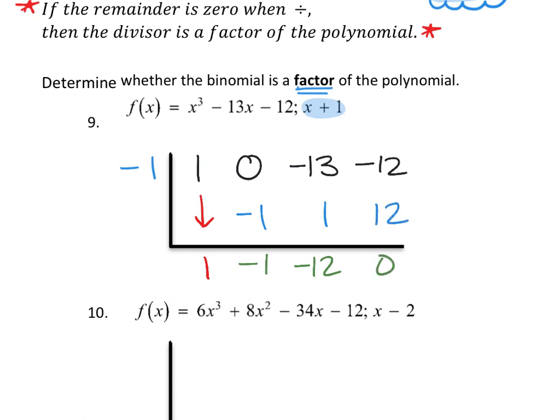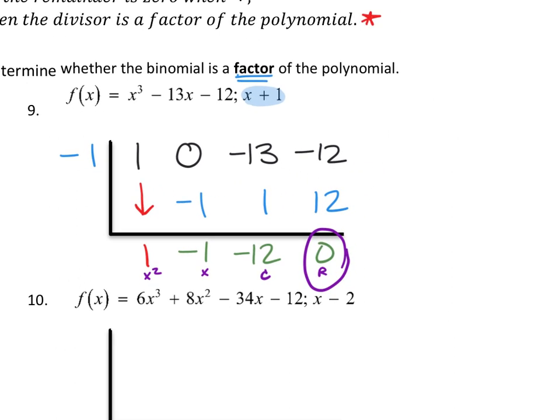Now remember, when we labeled these for synthetic division, that last term is your remainder. And since we have a remainder of 0 in this problem, that's good. Put a little smiley face right here. This means that x plus 1 is a factor of f of x. That's what we know.